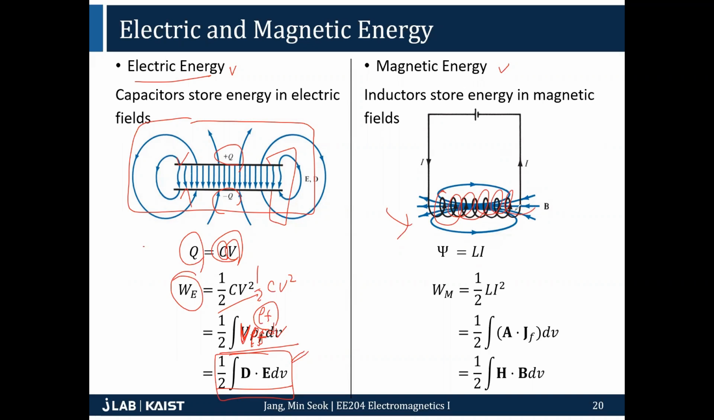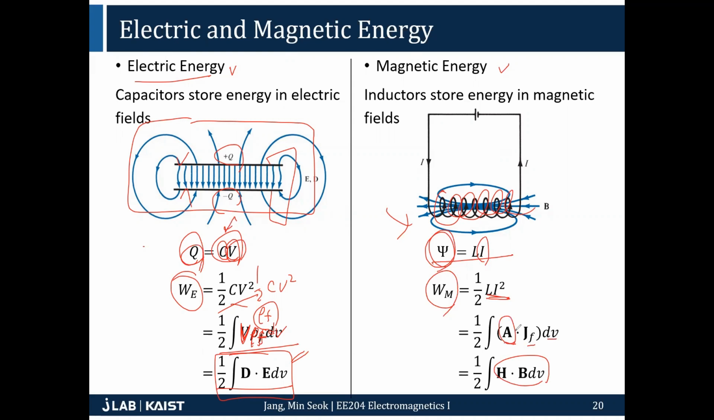And then in this case, we run current through it. And then what we basically store is magnetic flux. Okay, so we build up magnetic flux by running a current. And in this case, we build up charges by applying the voltage. So we do this. And then the magnetic energy is 1/2 L i squared, just like it's like 1/2 C V squared. Okay, and it can also be written as 1/2 H dot B integration or 1/2 A dot J_F dV.